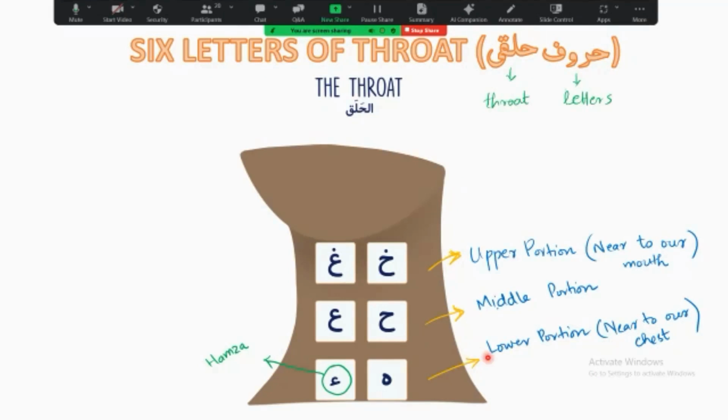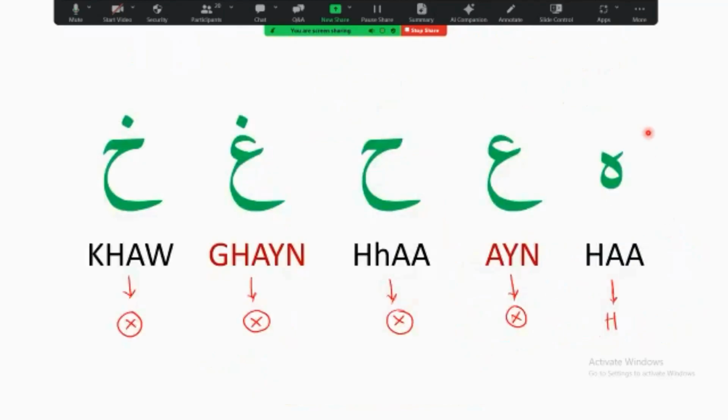So, the letter Hamza that we did yesterday and this letter Ha that we do today, these two letters are articulated from the lower portion of our throat, that is near to our chest. The letter Ha and Ayn are articulated from the middle portion of our throat. And the letters Kha and Ghain are articulated from the upper portion of our throat, that is near to our mouth. So, inshallah, we will see how we articulate these.